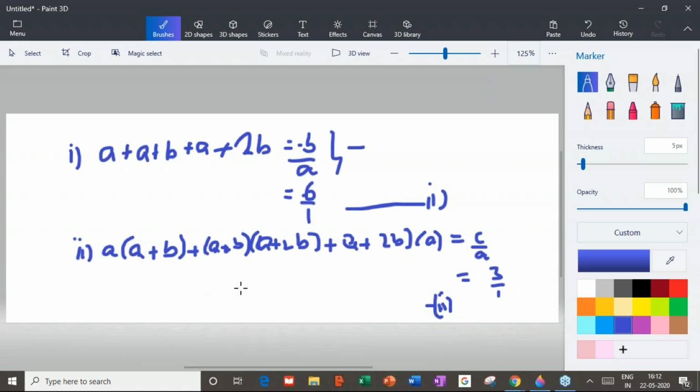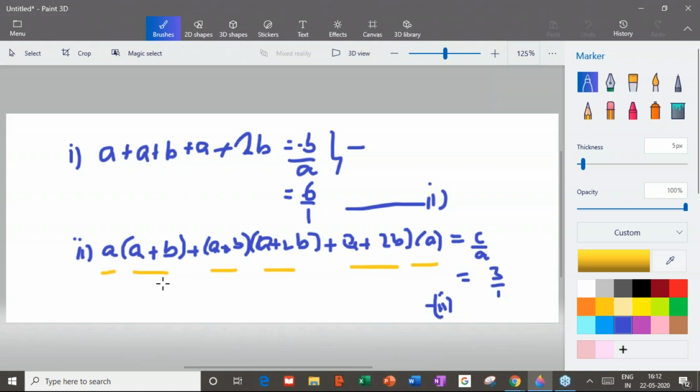Okay, so for cubic polynomials, there's a property. For quadratic, there are two, right? For quadratic, it's the sum of the zeros and the product of the zeros. For cubic, there's another property which says the sum of the product of the zeros taken two at a time. So basically A into A plus B, plus A plus B. This is the first term, right? So what I have done is I multiplied the first term with the second term, the second term with the third term, and the third term with the first term.